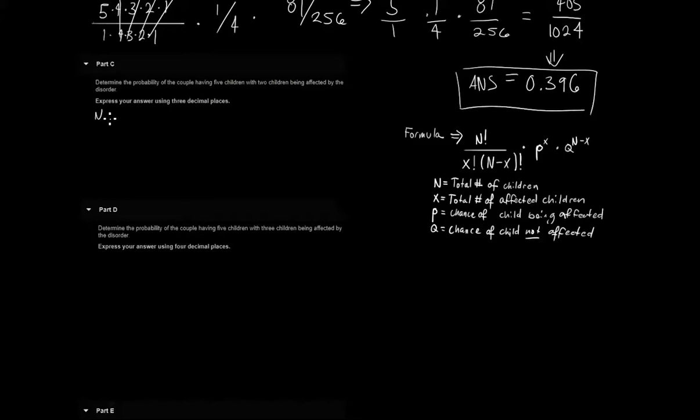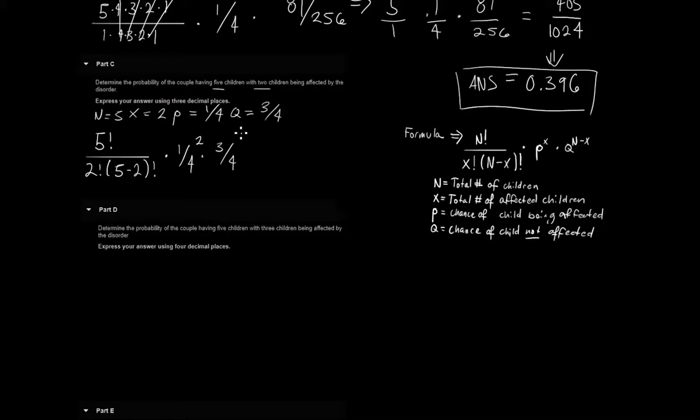So n is equal to 5. We know that from right here. x is going to be equal to 2. We know that from right here. p is going to be equal to the chance of being affected, which is 1/4, which we found through our monohybrid cross above. q is equal to the chance of the child not being affected, so that's going to be 3/4. We're going to be filling out our formula. We'll be raising this to n minus x, or 5 minus 2. We know that's 3, so I'm just going to erase this and put a 3 there.